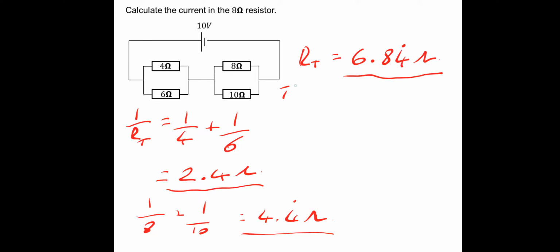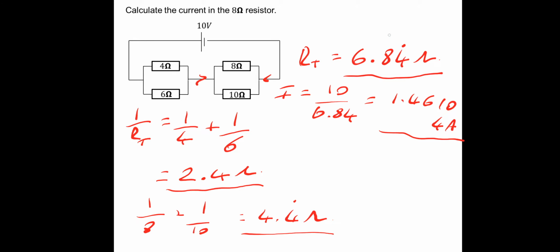So the total current is the total voltage, which is 10, divided by the total resistance, the 6.84, the value you've just got. And that should give 1.46104 amps. So we've now got the total current that's flowing in. Well, it actually comes this way. Let me remove that, this way.